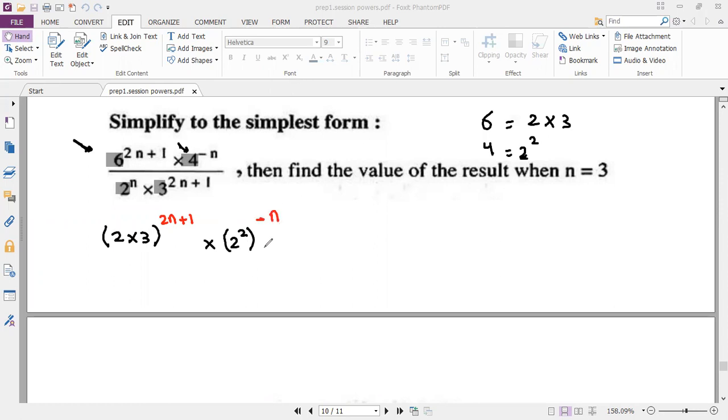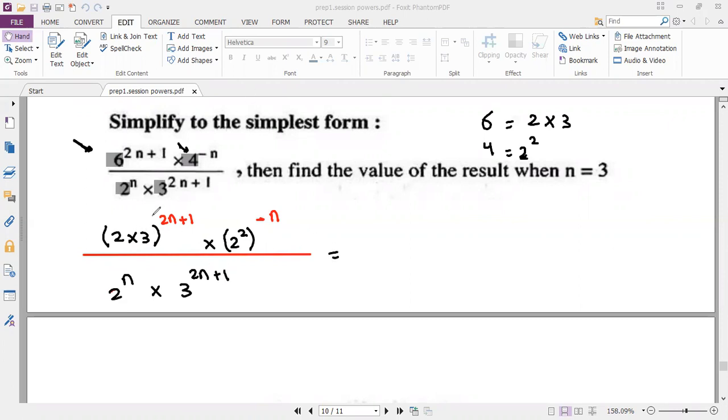What did I do again? Instead of 6, I wrote 2 times 3. And instead of 4, I wrote 2 to the power of 2, all divided by. Write the denominator as 2 to the power of n multiplied by 3 to the power of 2n plus 1.